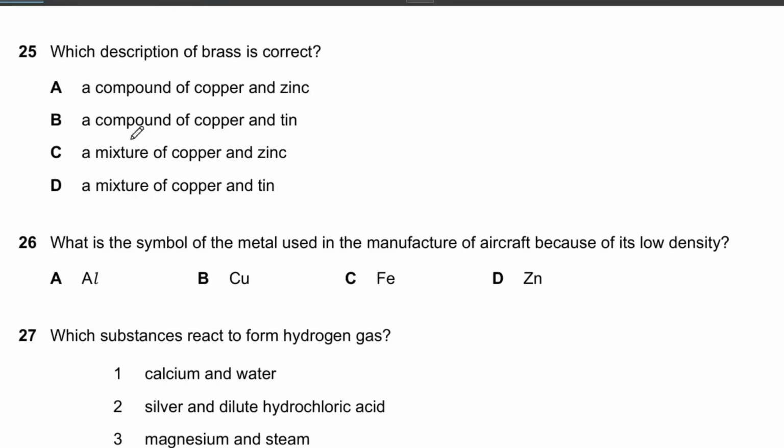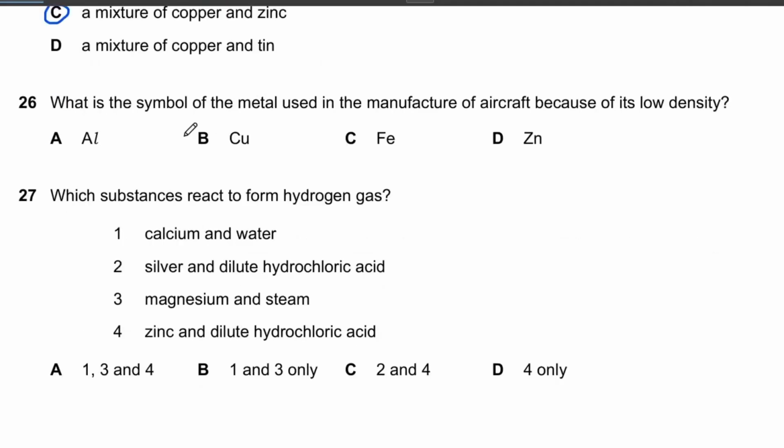Question 25. Which description of brass is correct? A compound of copper and zinc. No, brass is not a compound. It's a metal mixture. So A and B is out. It's between C and D. A mixture of copper and zinc. That's correct. Brass is a mixture of copper and zinc.